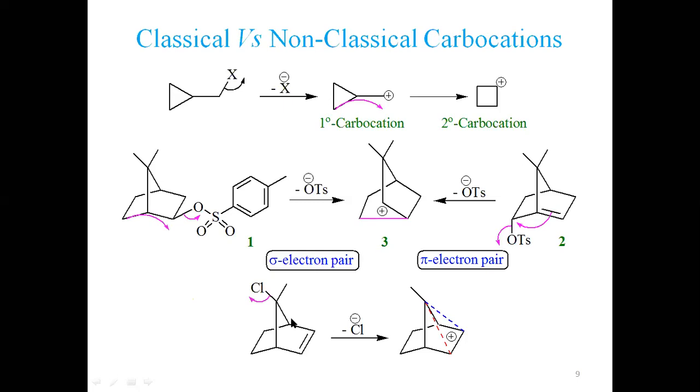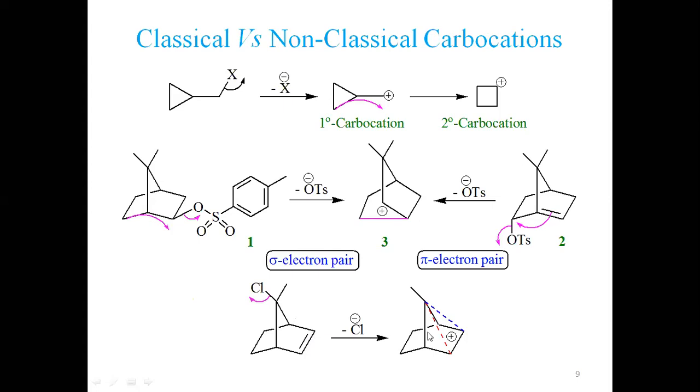Now let's see another example. This chlorine is present at this position. If it leaves, we shall get a positive charge here. This positive charge is stabilized by this pi electron density. Now, there are two possibilities. This carbon may be making a bond, which is a very long bond. This carbon may be making a bond with it. So I have presented these two bonds. If this carbon makes a bond with it, we shall get a positive charge here. If this carbon makes a bond, we shall get a positive charge there.